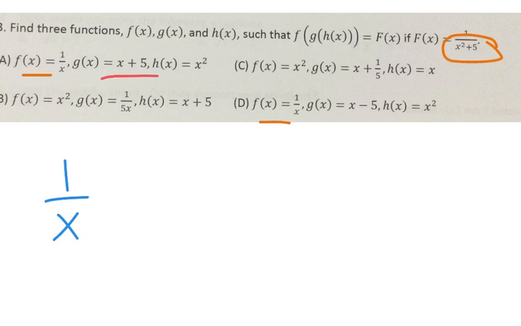So what you can think of, we started with an x squared. We plugged x squared into g of x. So where it used to be x plus 5, it became x squared plus 5. And then we plugged x squared plus 5 into 1 over x. So it became 1 over x squared plus 5.